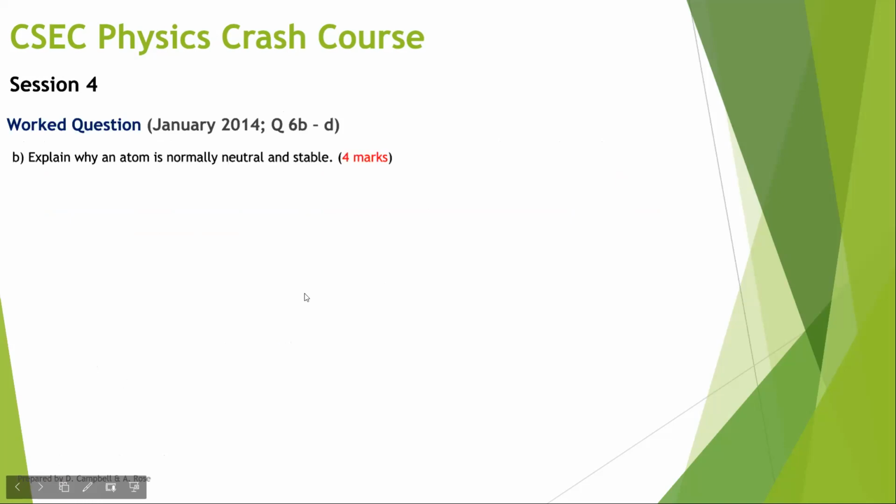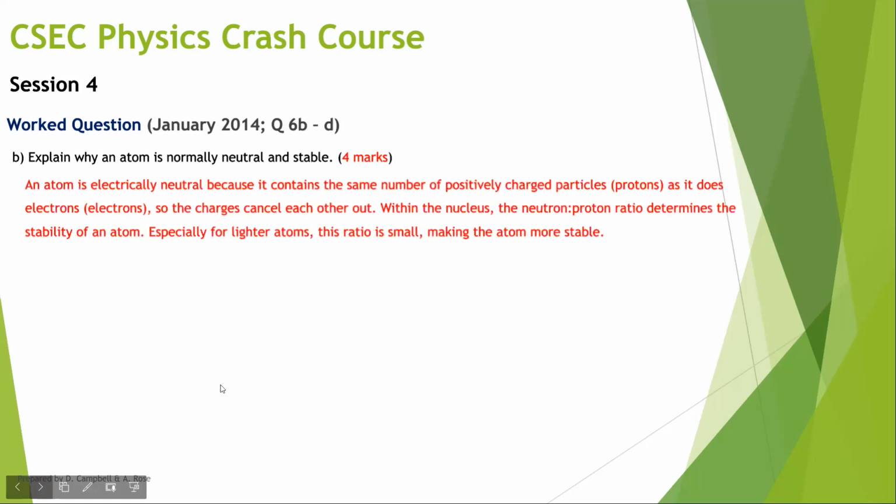So we have another question. This is from January 2014, question 6, and we're doing parts B to D. Explain why an atom is normally neutral and stable. Now, you will recall we mentioned that the number of protons and the number of electrons in an atom is the same. Because protons are positively charged and electrons are negatively charged, if there are the same number of protons as electrons, then the charges will cancel each other out. So an atom will be electrically neutral.